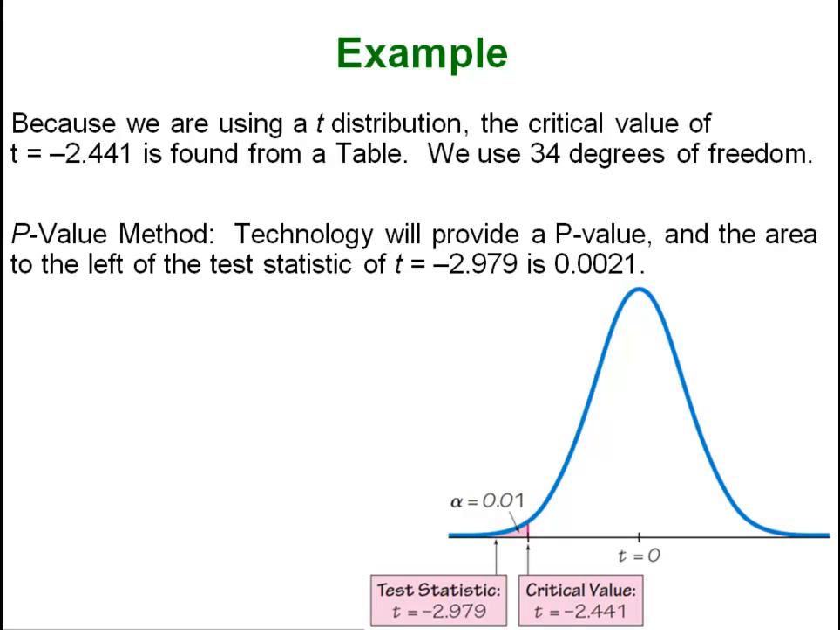Because we're using that t-distribution, we can also figure out the critical value on the curve using technology or a table. If we use a table, we would have to use the smaller of the two samples version, which was 35, and 35 minus 1 gives us a degree of freedom of 34, and then we get our critical value of negative 2.441. The p-value associated with the test statistic that we got of negative 2.979 is 0.0021. Now if we were doing technology, we wouldn't even bother with doing the critical value. We would just have this information from technology, and that would be all we would need for the p-value method.